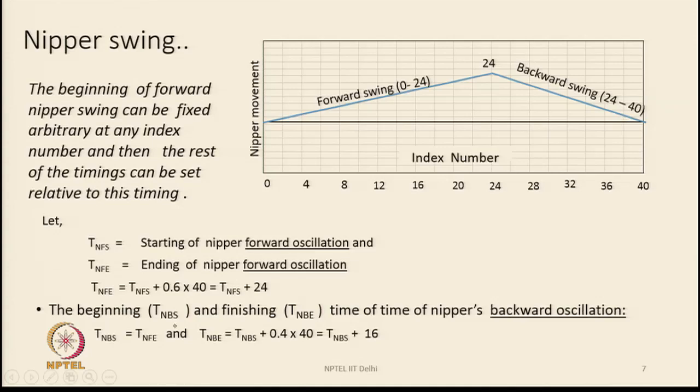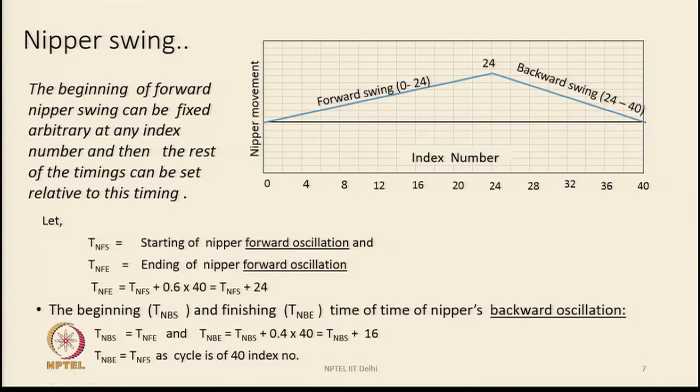So, the beginning and the finishing timing of the Nipper backward oscillation therefore can be written as TNBS will be, first of all, equal to TNFE, because whenever the forward journey ends, the backward journey starts. So, they must be equal, and the ending of the backward journey is the beginning of the forward journey, for beginning of the backward journey, TNBS plus 0.4 into 40, that is TNBS plus 16.